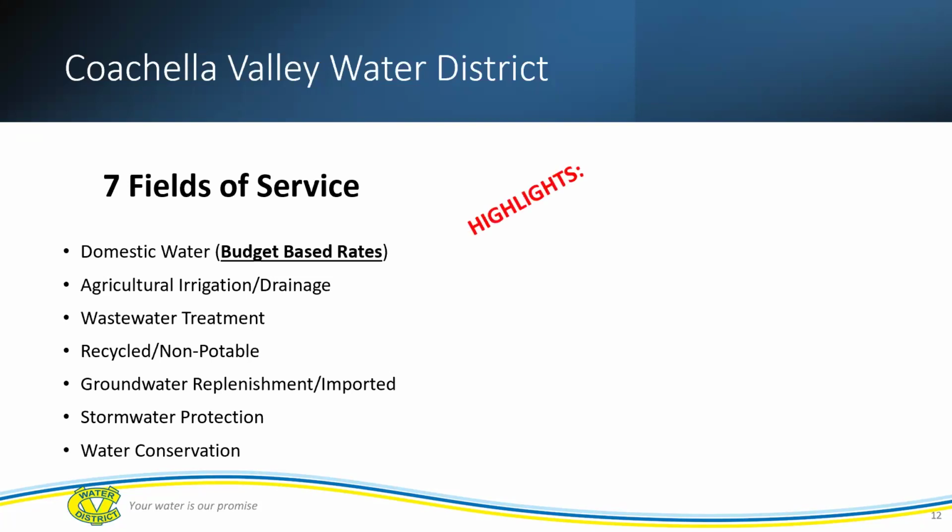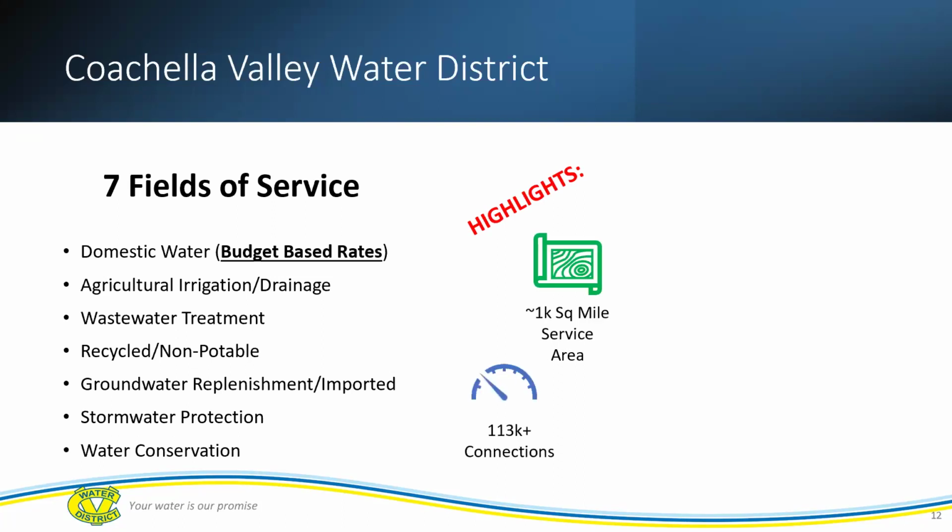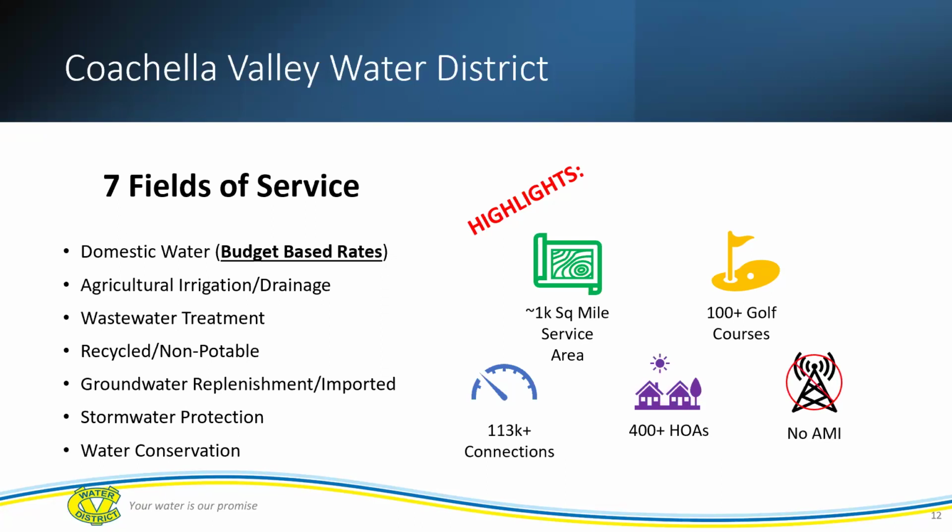I'm going to need a few clicks on just some highlights of the water district. Our service area comprises just about 1,000 square miles. We have just over 113,000 domestic connections, whereby there are more than 400 HOAs that utilize domestic connections. Just within the CVWD service area, there are over 100 golf courses. None of those utilize domestic water, but they are our customers through the other services we provide. And then just to note, we do not have AMI or AMI data within our system.